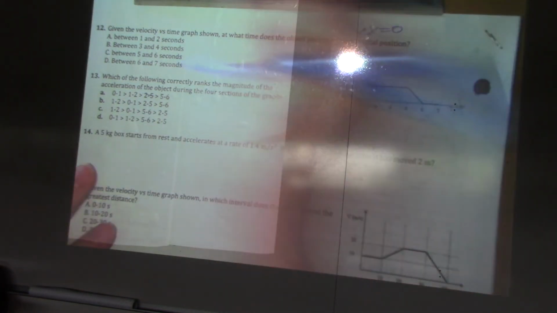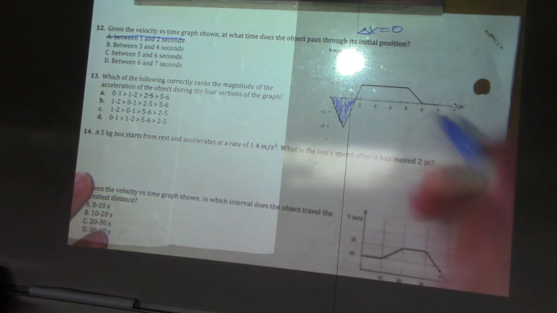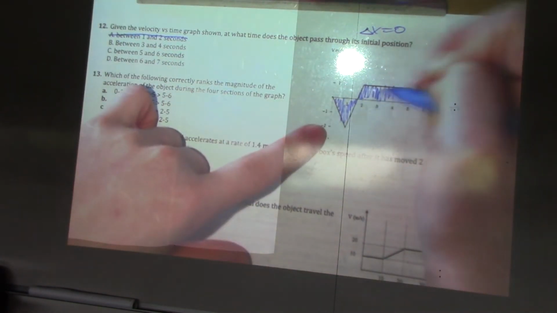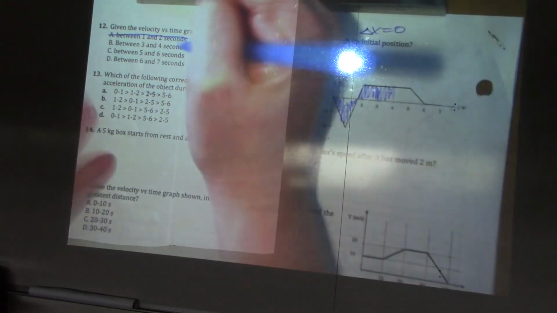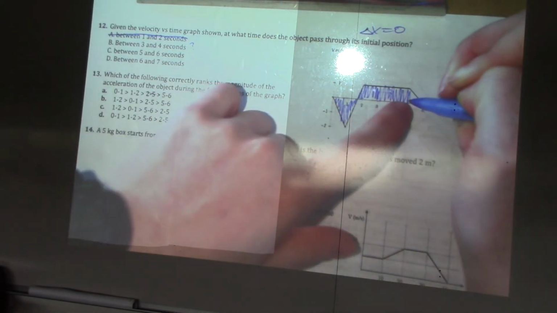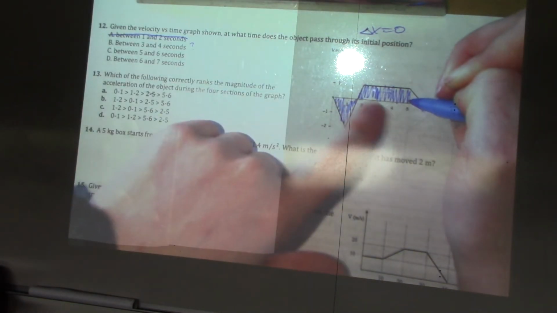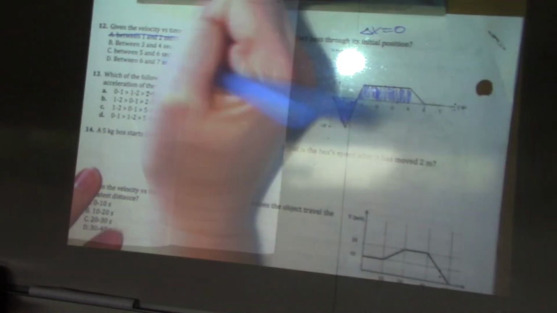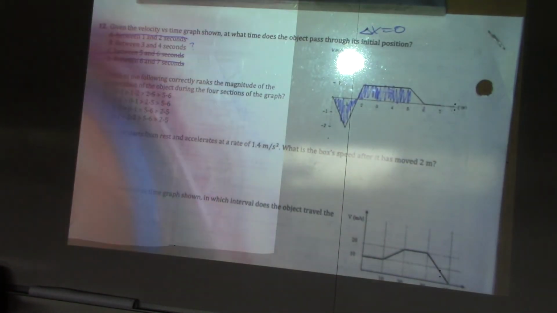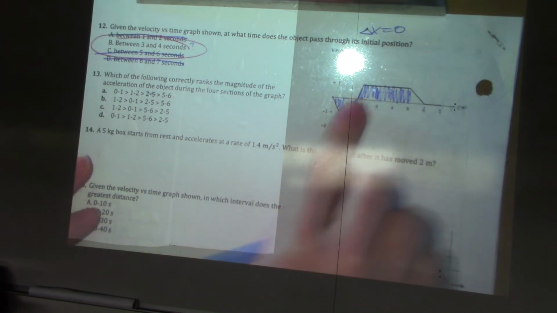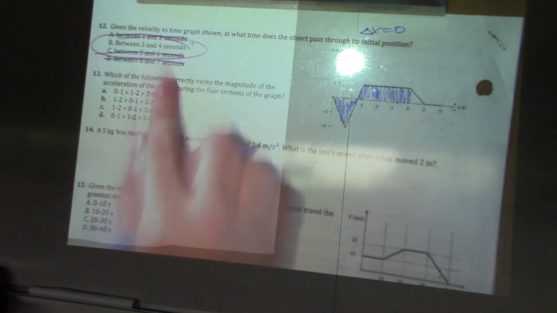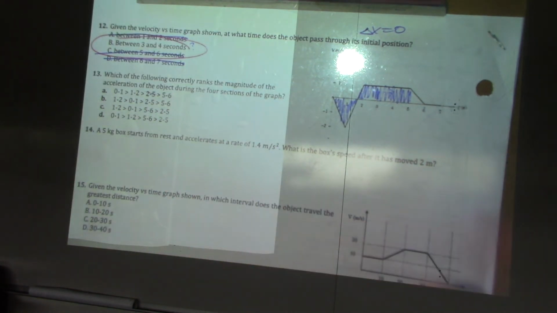so I can cross off this. Now between 3 and 4, so let's look. So somewhere between these 2 seconds, yeah, that's reasonable. And then let's look between 5 and 6. So at 5, I am way past my initial position, so it can't be between 5 and 6. And then 6 and 7, again, way past my initial position, so B is the only one that makes sense. You don't need to spend time actually doing the math if they're obviously not the others, right? Be careful with your multiple choice, don't waste time you don't have.